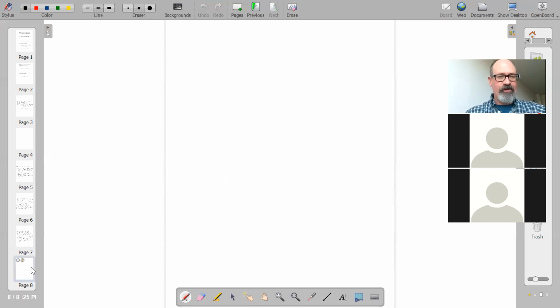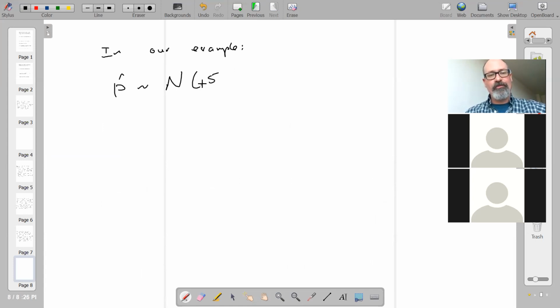So say in our example with the coin, we're thinking about p hat. We're thinking about not simulating. We're thinking about treating p hat mathematically as a normal distribution with peak over 0.5 and standard deviation the square root of 0.5 times 0.5 divided by 50. You can kind of see what that is.